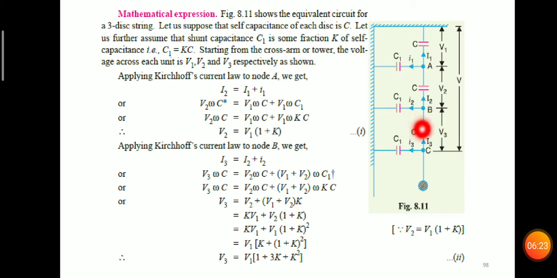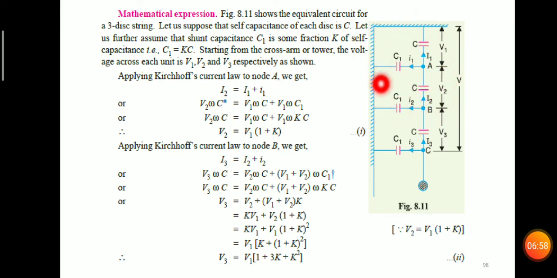Now we can consider point B. At point B, I3 equals I2 plus small i2. Here I3 is V3 into omega C and I2 is V2 into omega C. But the voltage across C1 is not V2. This V2 is across A and B, so the potential with respect to ground at this point is V1 plus V2.